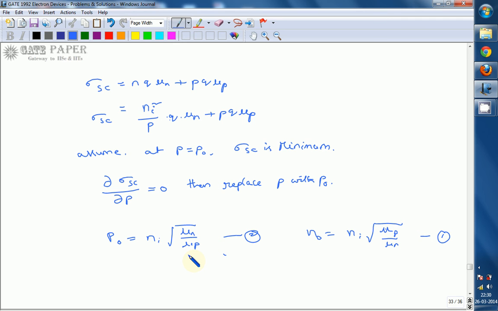If you observe, N naught and P naught both have the Ni values. P naught has the square root of mu n by mu p, whereas N naught has the square root of mu p by mu n. Generally, what we know is that mu n is very large compared to mu p. So from these two equations, P naught is larger than N naught. P naught is the holes in the semiconductor, N naught is the electrons. Now comparing electrons and holes, holes are more, which means it is slightly P type.